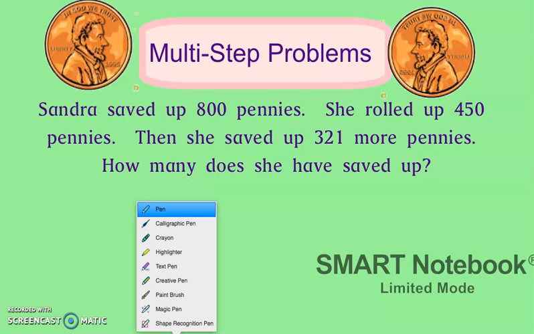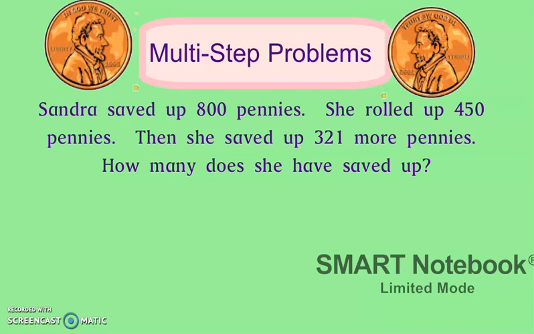Okay, now this one you guys are going to be doing on your own. It says, Sandra saved up 800 pennies. She rolled up 450 pennies. Then she saved up 321 more pennies. How many does she have saved up?